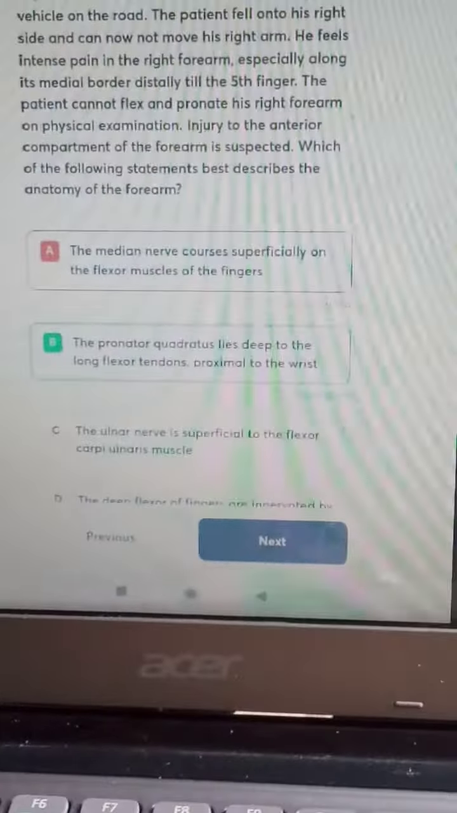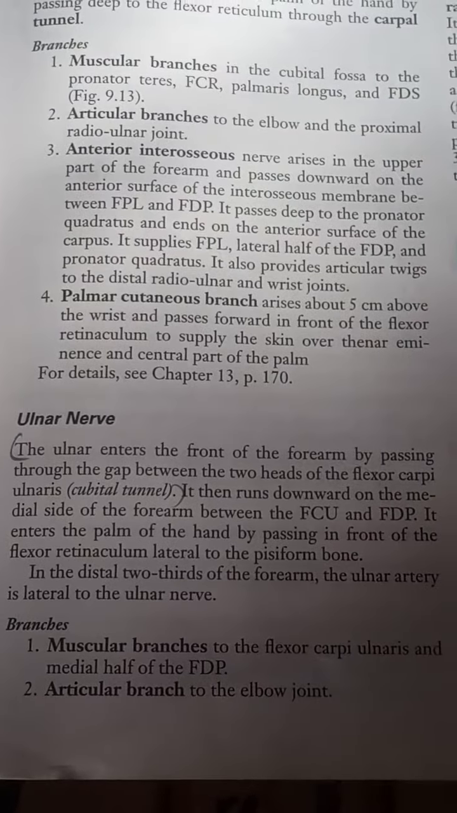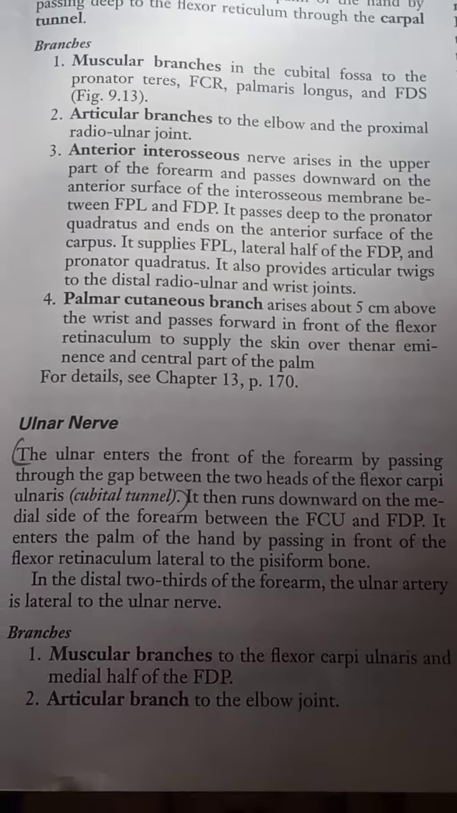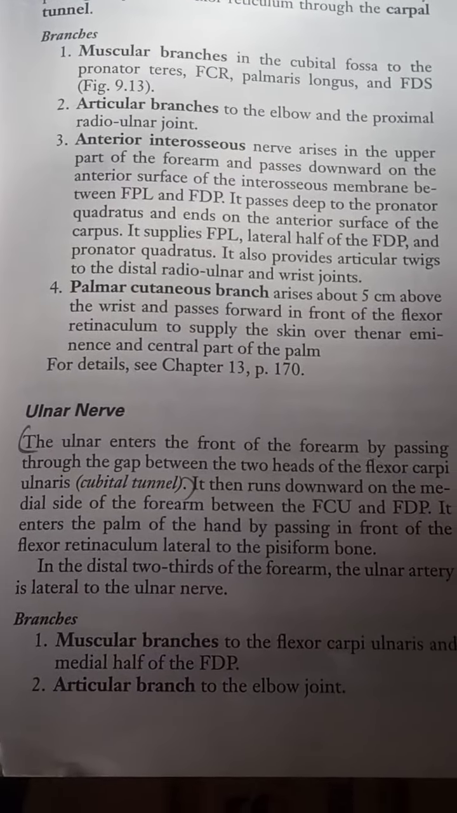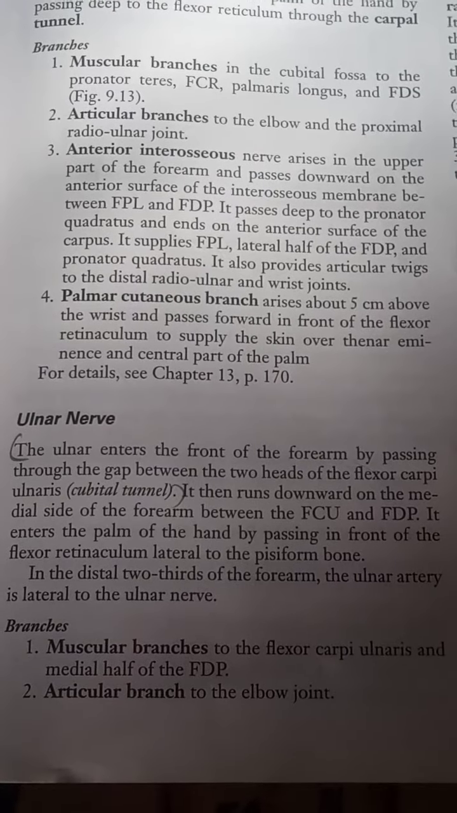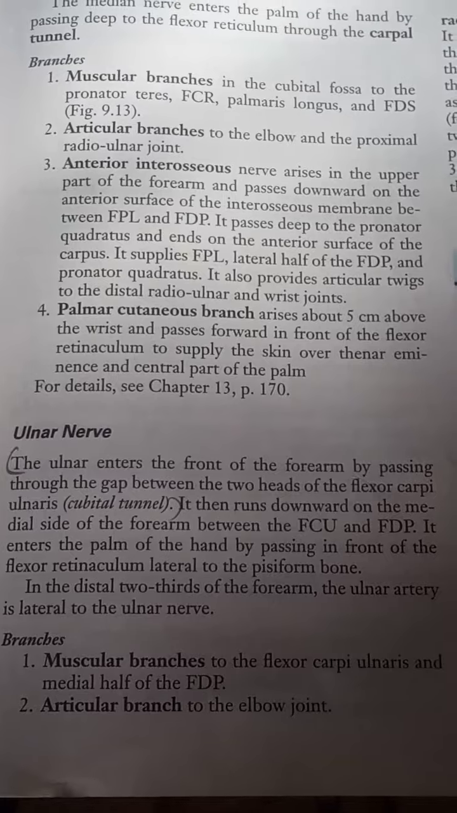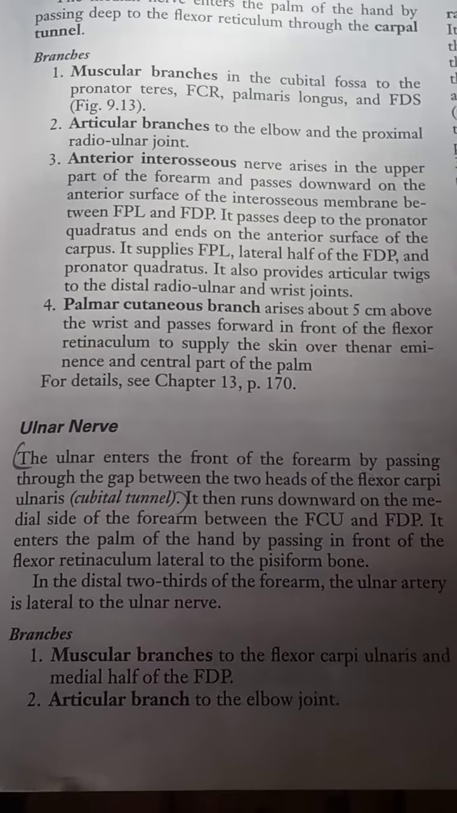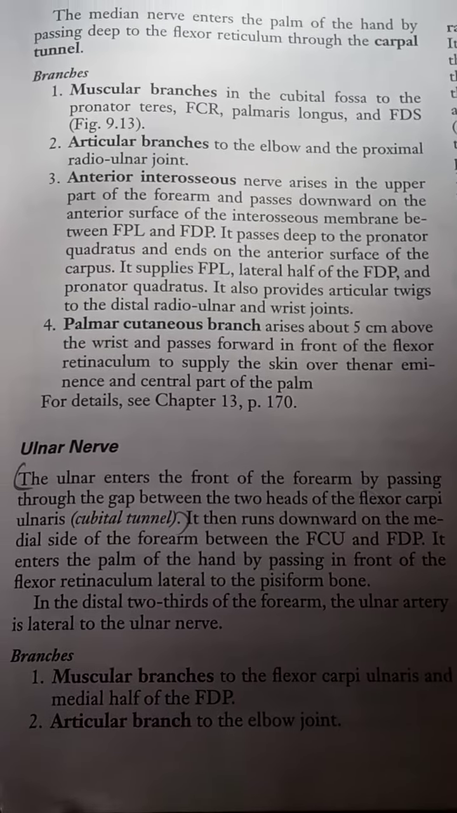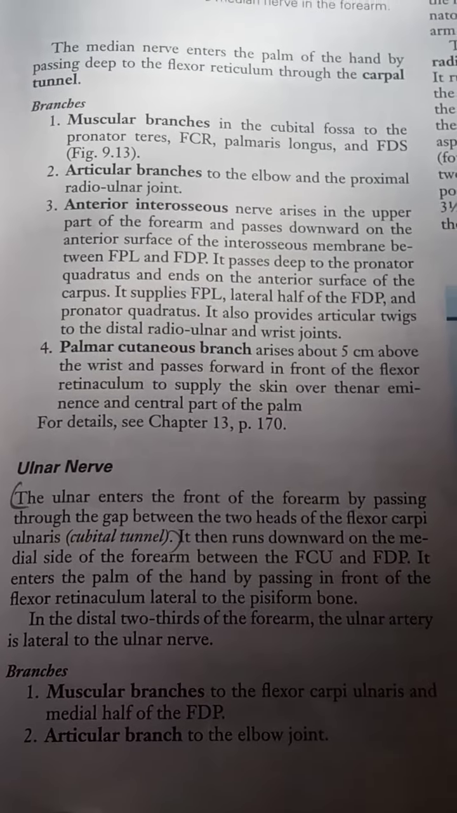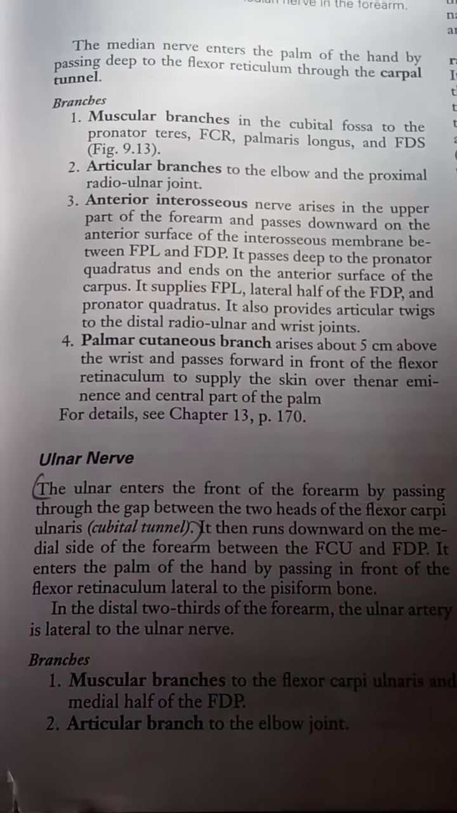Ulnar nerve is superficial to flexor carpi ulnaris muscle. Ulnar enters the front of the forearm by passing through the gap between two heads of flexor carpi ulnaris. Yes, of course. So it is not lying superficially. It then runs downward on the medial side of the forearm between flexor carpi ulnaris and flexor digitorum profundus, which is a deep muscle. It enters the palm of the hand by passing in front of the flexor retinaculum.